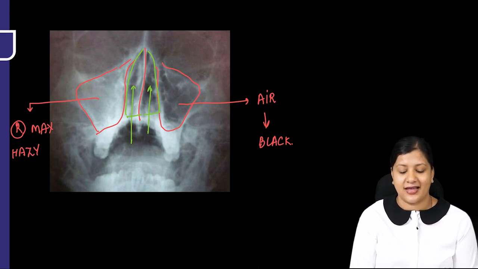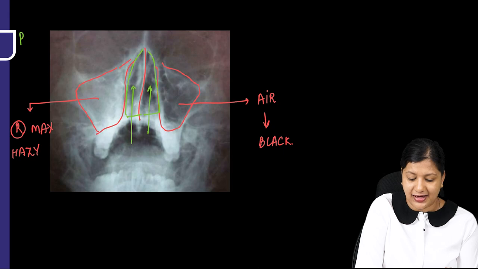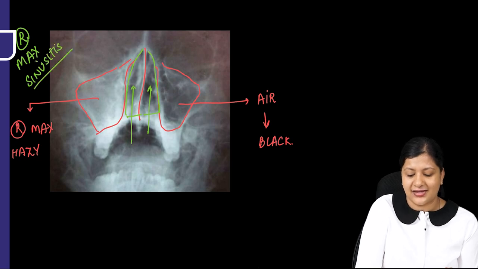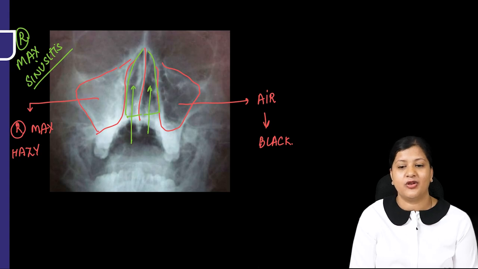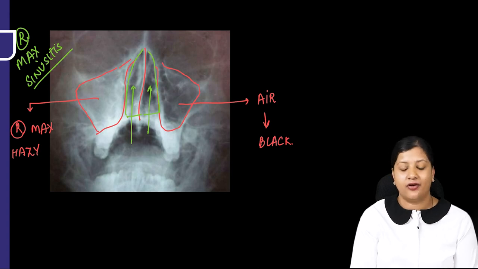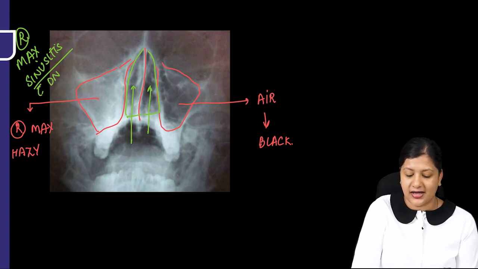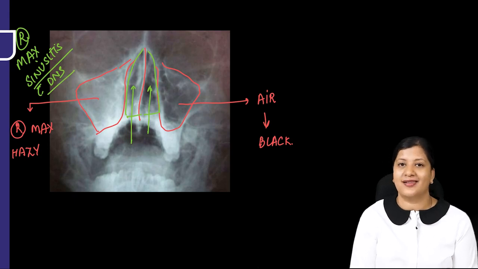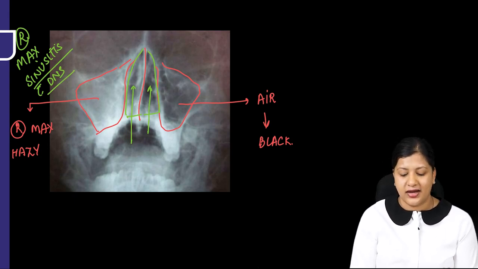This is probably a case of right maxillary sinusitis. So your diagnosis would be right maxillary sinusitis based upon the X-ray that has been given to you here. Because the rest of it seems okay, deviated nasal septum can be added to your diagnosis. So right maxillary sinusitis with DNS can be your answer. Okay, now let's go to the next image.